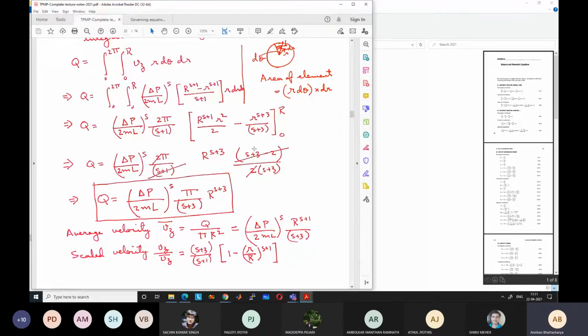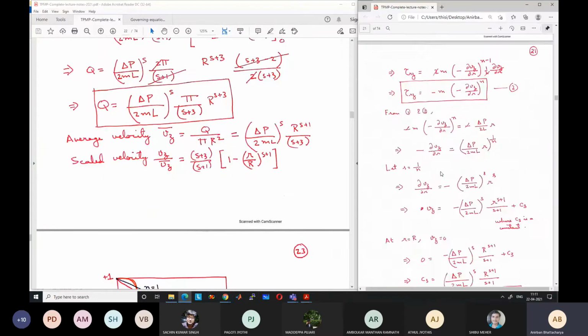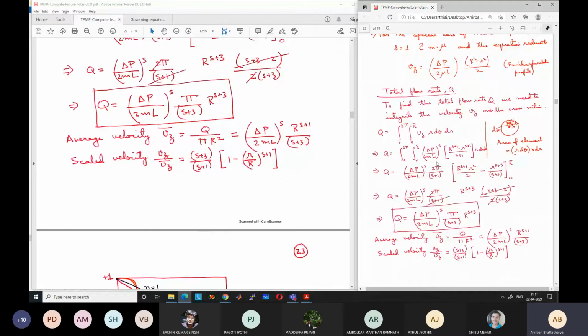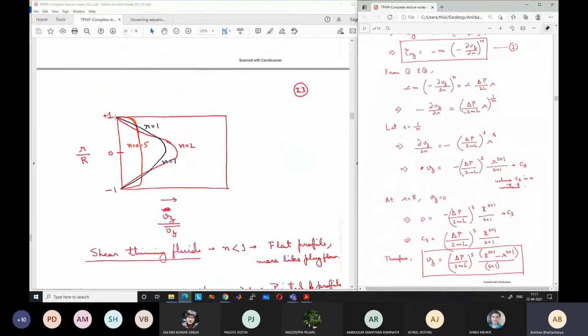So if we plot the velocity profile that we have obtained, let me keep the velocity profile open in the other window. Although it's not very easy to visualize, you have to plot it using a computer program like MATLAB. If you plot the profile, what we will obtain is that for n equal to 1, we have a profile given by the blue line. n equal to 1 is a Newtonian fluid, so it's a parabolic profile.